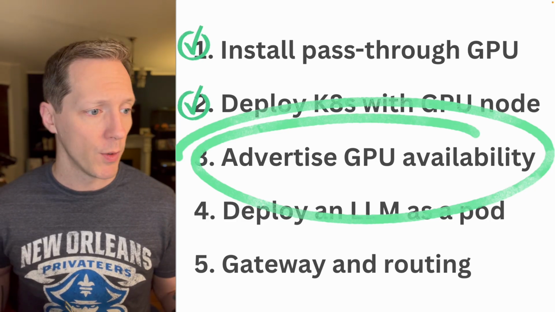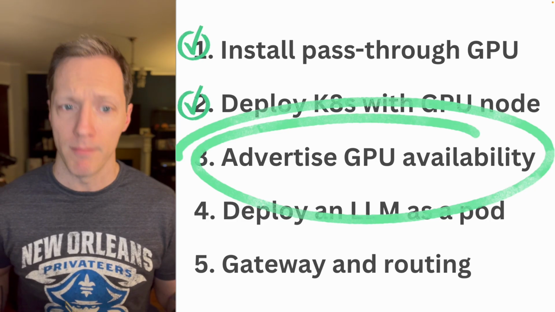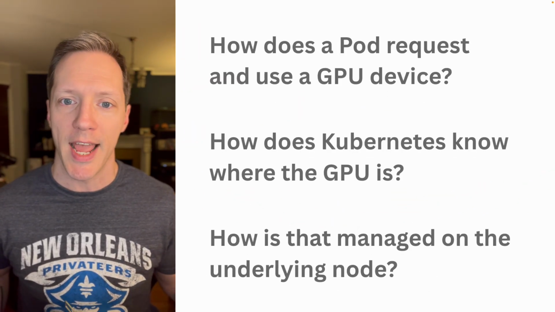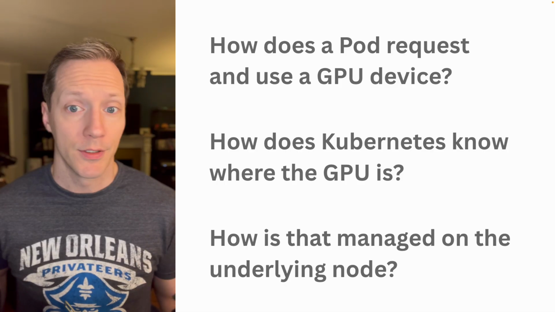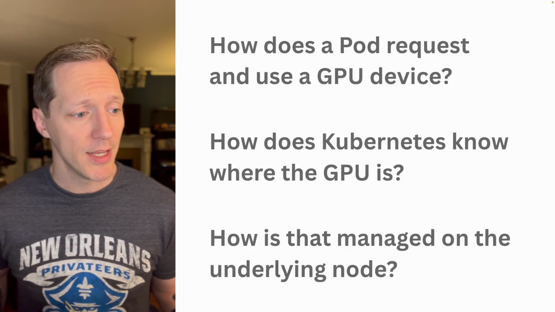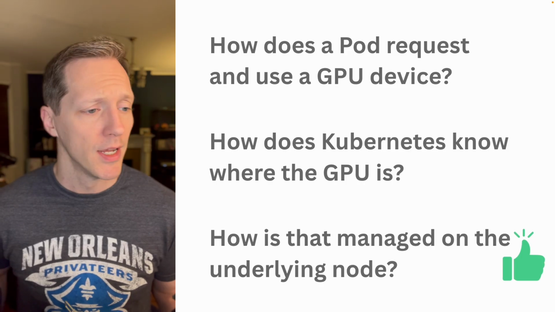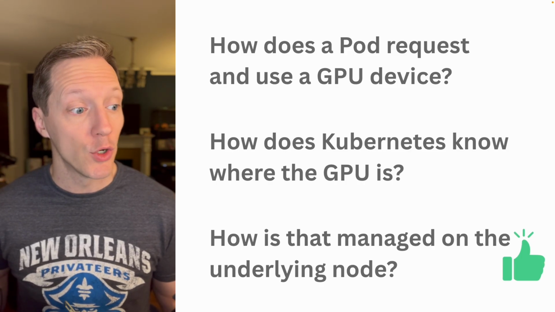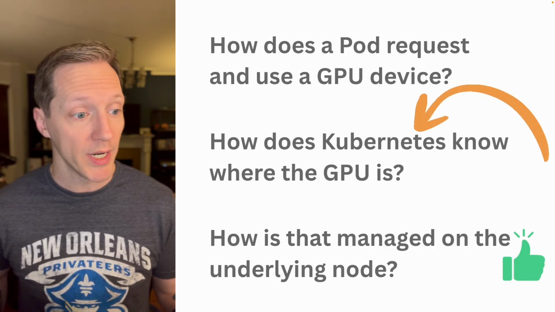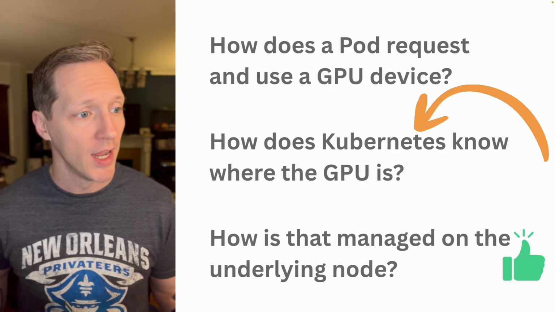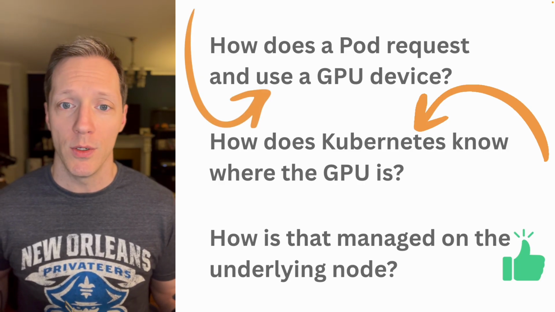Okay, so if you haven't seen the first two videos, which again is fine, this all started with three questions that I had that I didn't really have the answers to. In the first two videos, we already answered that last question: how is the underlying node managing that GPU device? Nice. Today, we're going to talk about how does Kubernetes know where the GPU is. We're going to answer this question, and in order to do that, I first want to take a look at the first question. How does a pod request the GPU device?